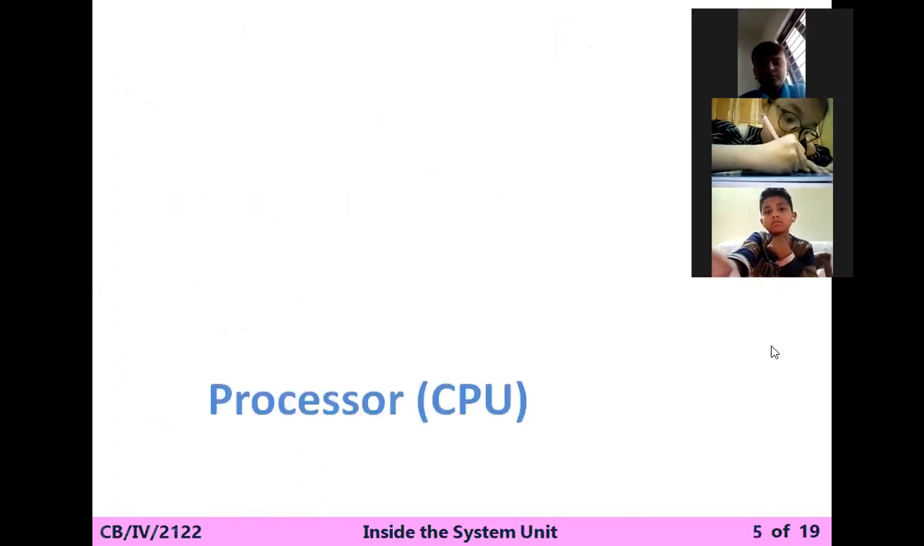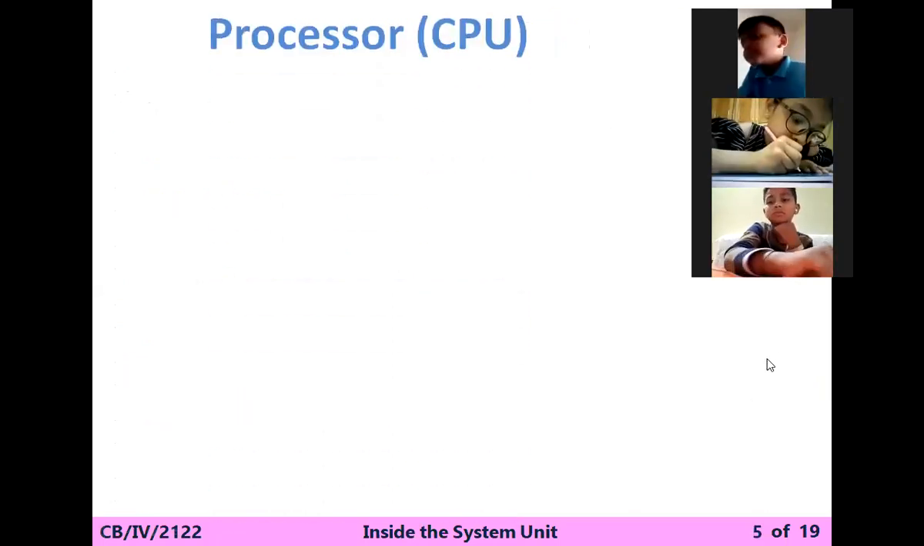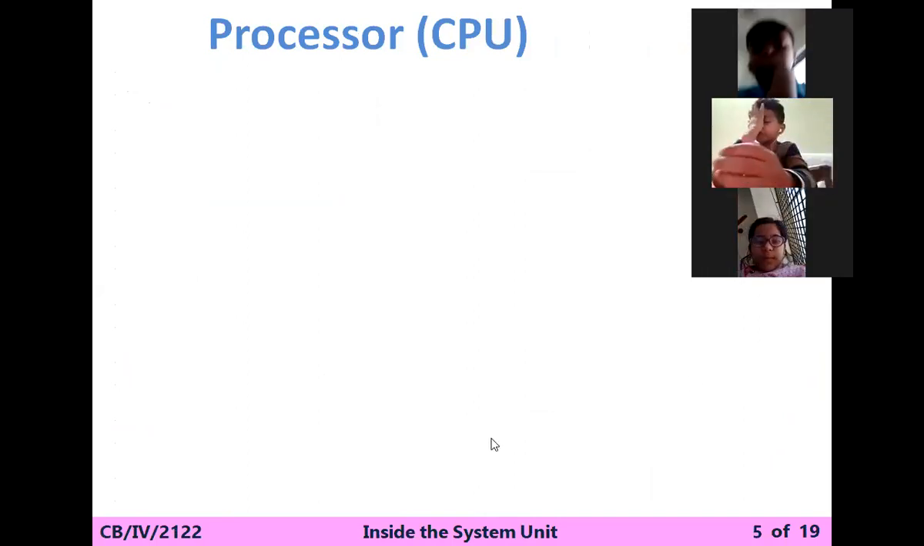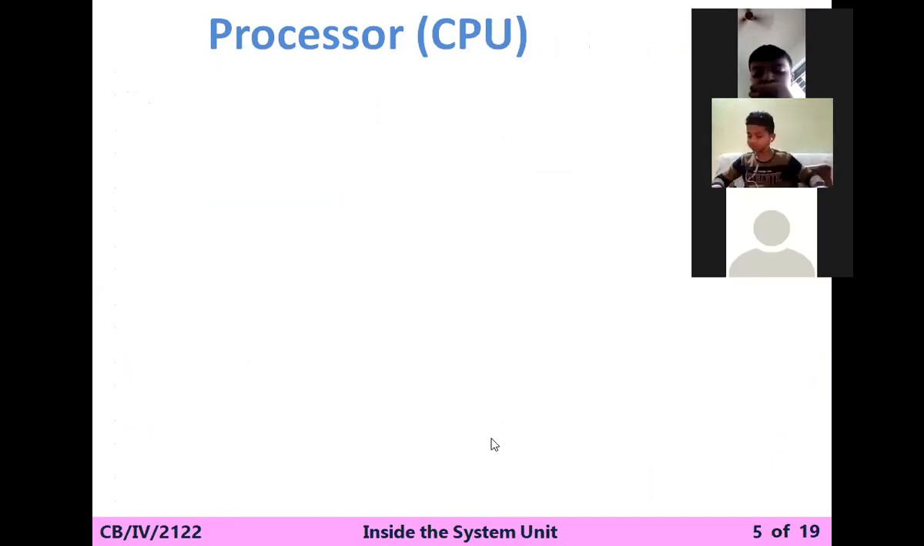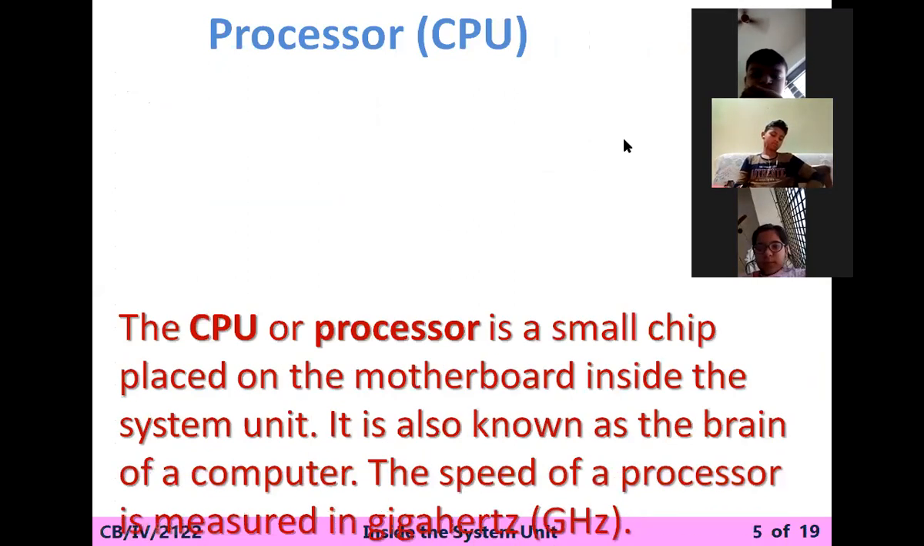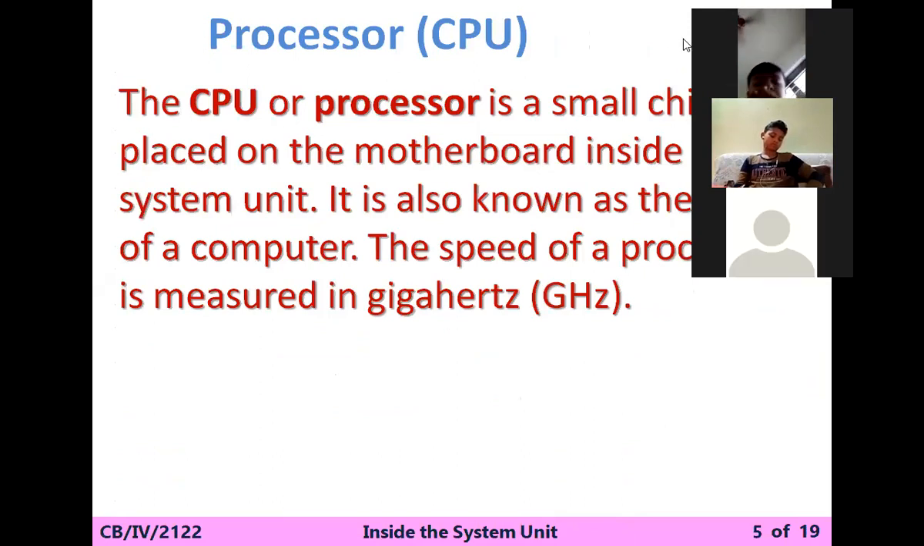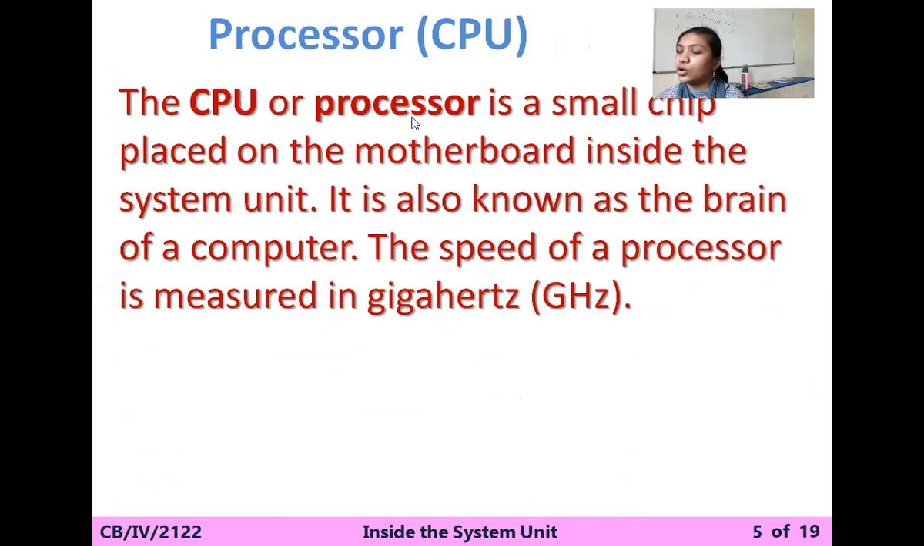First is the processor, the main thing of the computer, जिसकी वजह से हमारा कंप्यूटर वर्क करता है. Whenever you are typing something, whenever अभी आपने Zoom meeting open किया, this is held with the use of the processor only. So what is the processor? Another name of the processor is also the CPU. The CPU or processor is the small chip placed on the motherboard inside the system unit.